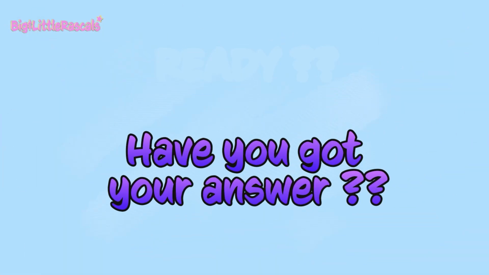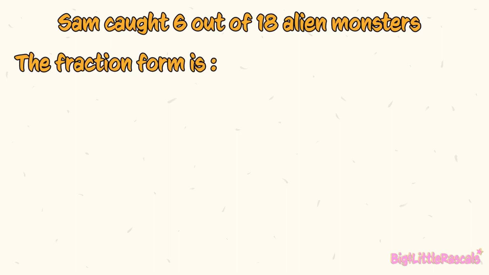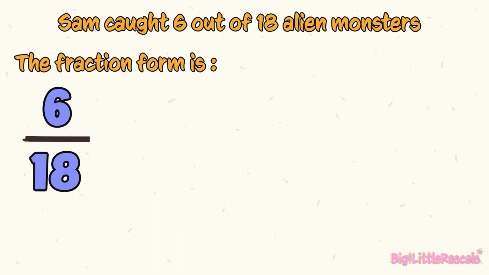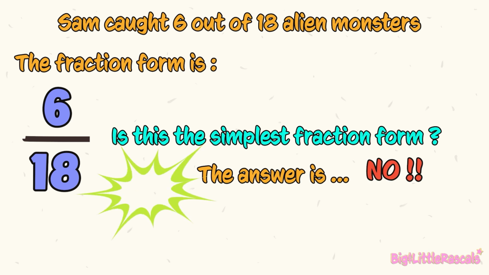Ready? Have you got your answer? Let's investigate together. Sam caught 6 out of 18 alien monsters. So the fraction form is 6 out of 18. Easy. Then let's do the checking. Is this 6 out of 18 the simplest fraction form it can be? The answer is no. Why?